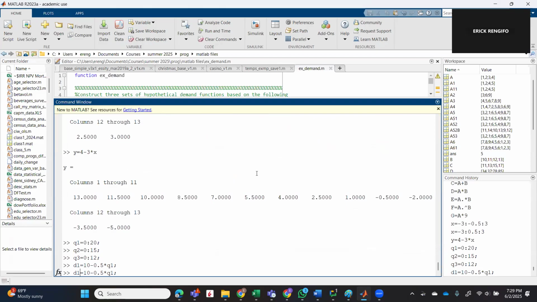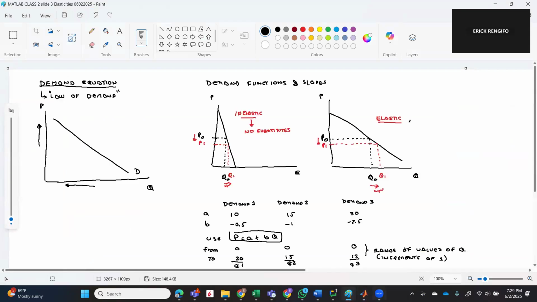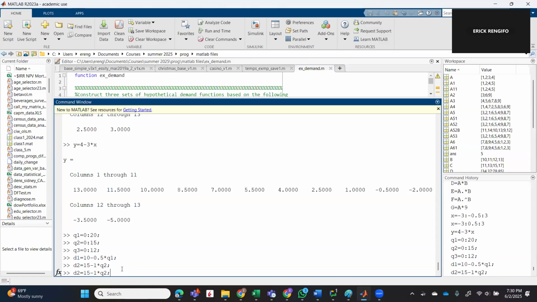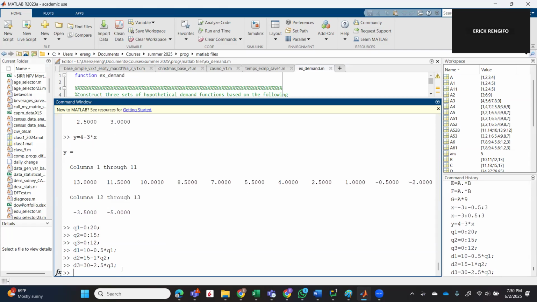The second one is going to be, what is this one here? 15 minus 1, yeah, 15 minus 1 times Q2. And the last one is what here? 30 minus 2.5. Here we go. Okay, so we have 3 demand functions, guys.